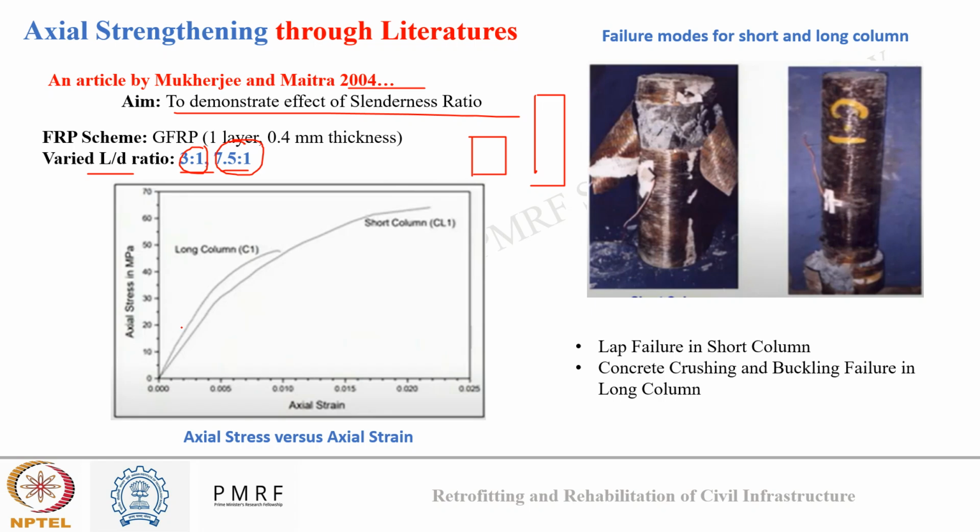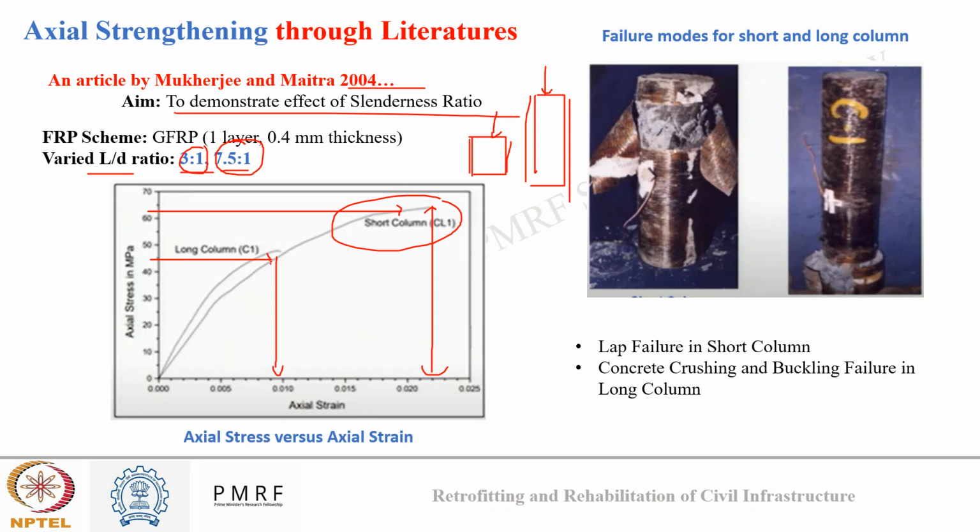Okay, so for each of these categories, my FRP was wrapped on the sides. Then load was applied on the top and the axial stress versus strain profile was recorded. So you can see in case of the short column, my axial stress limit was higher and there was more strain limit also till failure. While for the long column, my axial stress and axial strain limit was lower compared to the short column. This shows that as the slenderness ratio increases, my FRP wrapping effectiveness decreases.